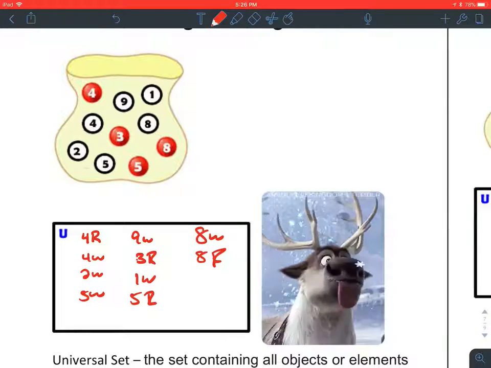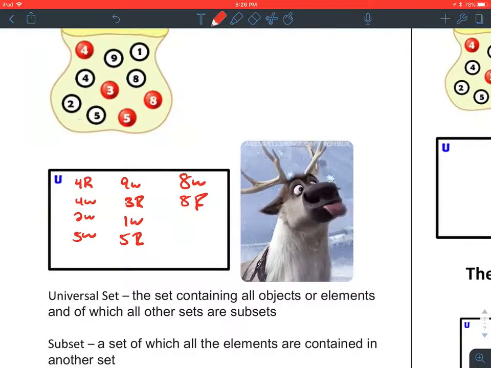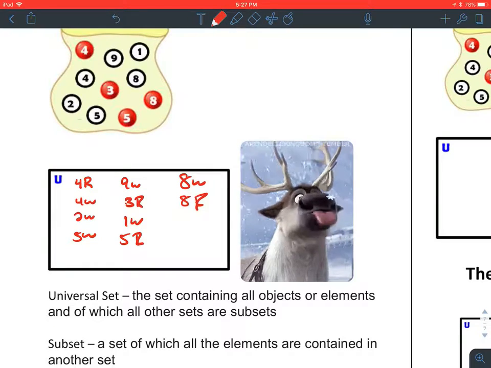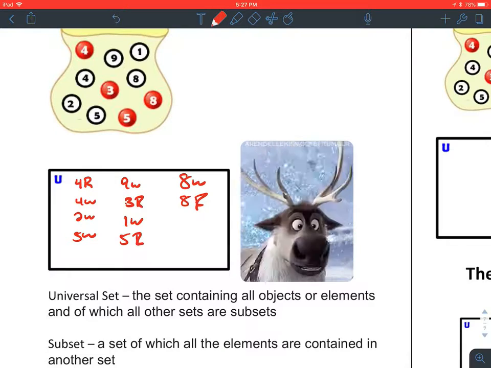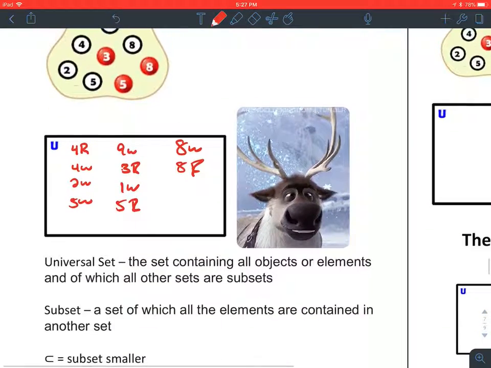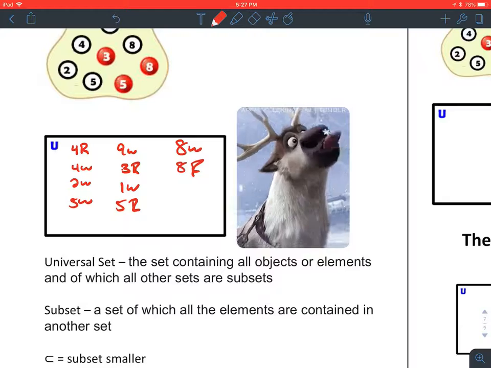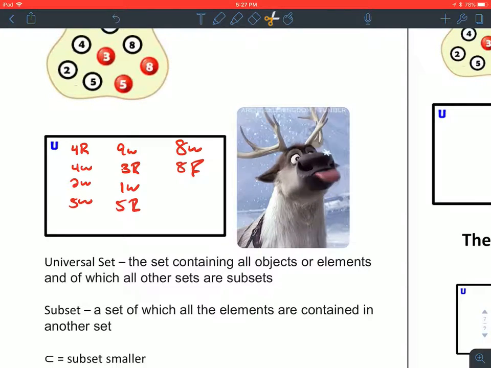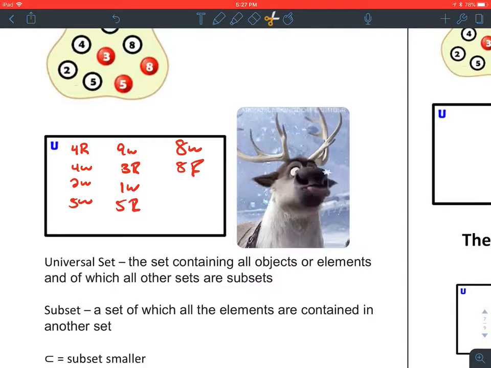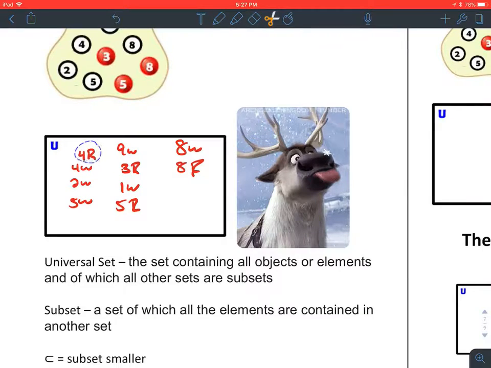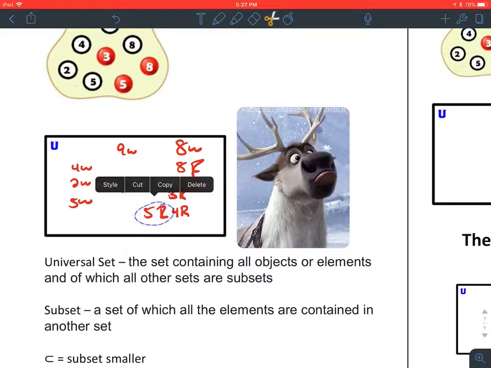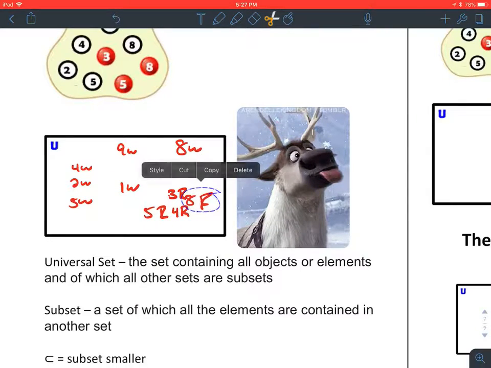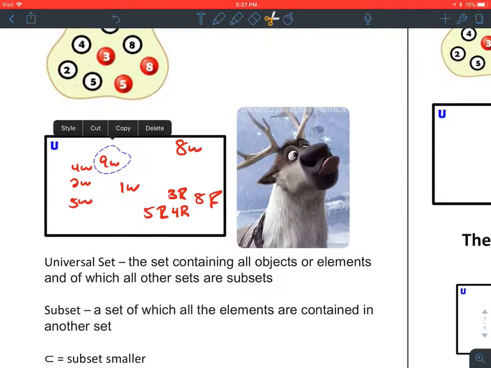That's known as the universal set, because that's a set that contains all the objects or elements of which all other sets are subsets. A subset is a set in which all elements are contained in another set. So if I take this set that I have here, and let's say that I break it apart, red is a subset, and white is a subset.